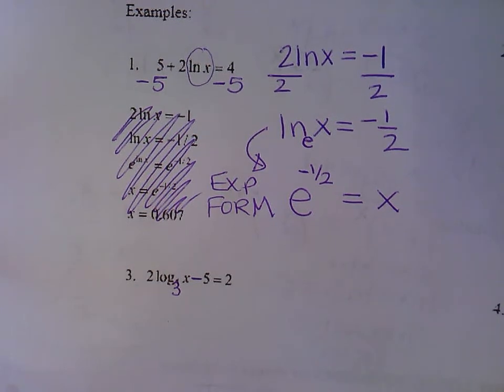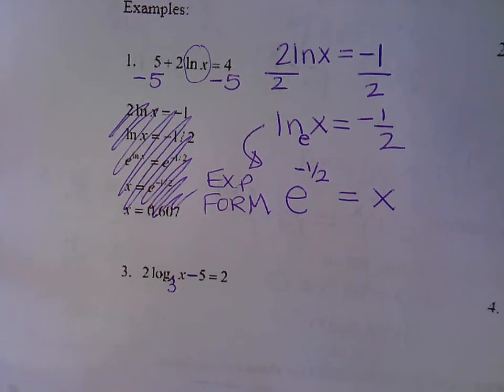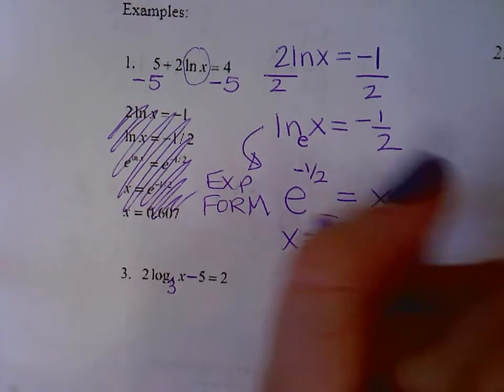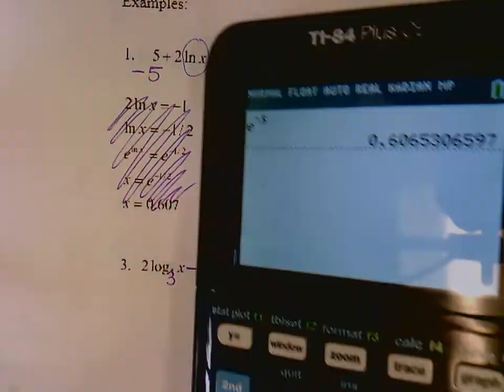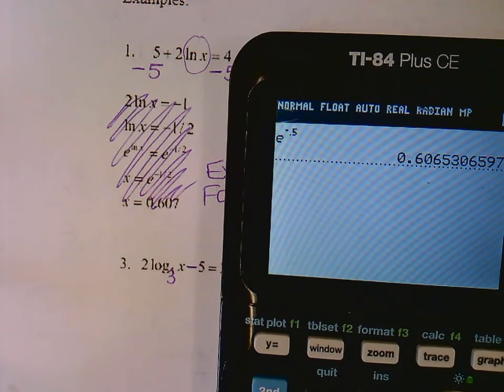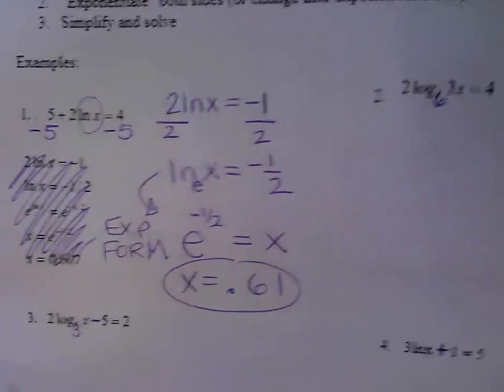So on your calculator, you're going to use your e button. You're going to raise it to the negative 1/2 power. There's no logs involved in this calculation. I'm just doing e to the negative 1/2 power. What do you get? Yeah, so 0.61. You did it right if you got 0.61. I typed in e to the negative 1/2 on my calculator. So if you start with a log, you're going to end with an exponent. So let's take a look at number 2.